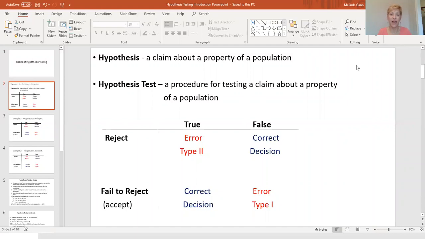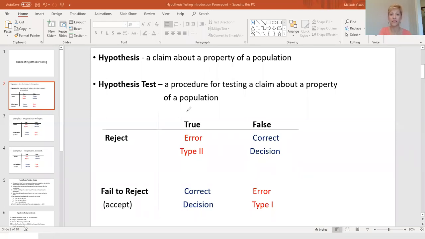So a hypothesis test is a procedure to test the claim about that property. So we're going to do proportion percent first, and then we're going to move into mean. But this video is just to introduce you to the whole idea of testing hypotheses. Now, I made a little chart. It's really better if I talk you through it. But the chart's all filled in because that's the way it has to work.